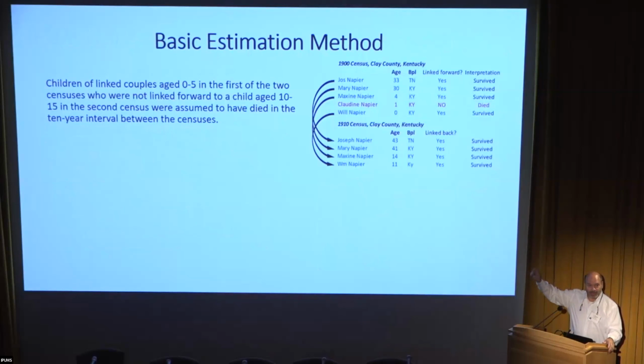We're also looking for Claudine in other households, but we can't find her. We're just assuming she died. I know it's a big assumption. This is, evidence of absence is evidence of death in this case.